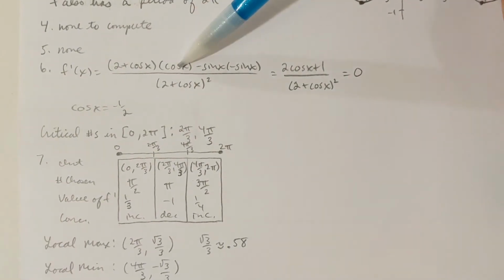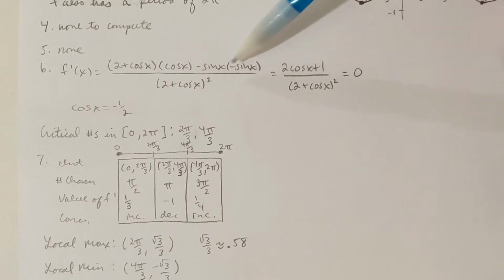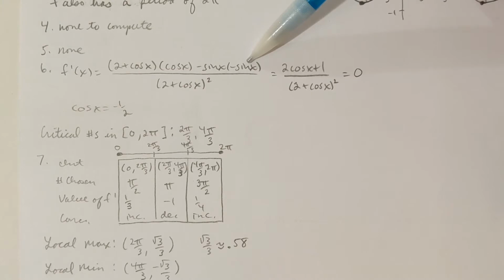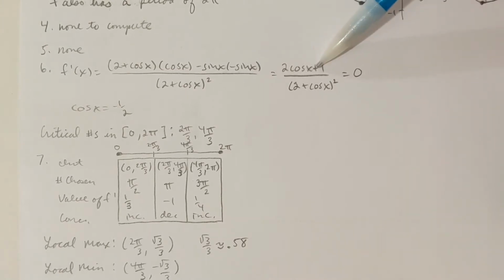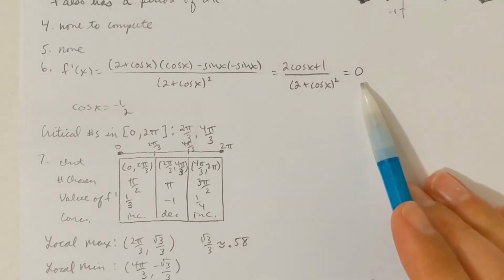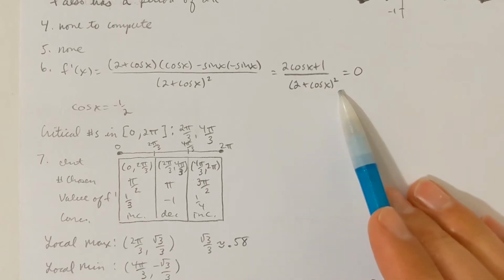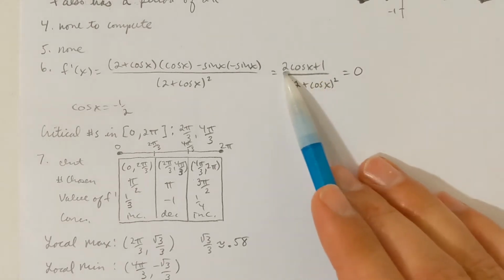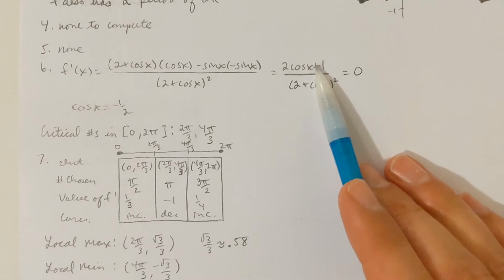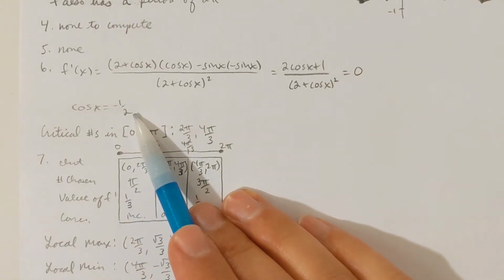When you distribute cosine x here, you're going to have 2 cosine x and then cosine squared x plus sine squared x, well, that's 1, right? That's my Pythagorean identity. So I'd go ahead and use that there and keep the denominator as is. And so now when I set f prime equal to 0 and solve, I'm going to multiply both sides by the denominator and get rid of the fractional form that I see there. 2 cosine x plus 1 equals 0. If you subtract 1 and divide by 2, then cosine x would be equal to negative 1/2.